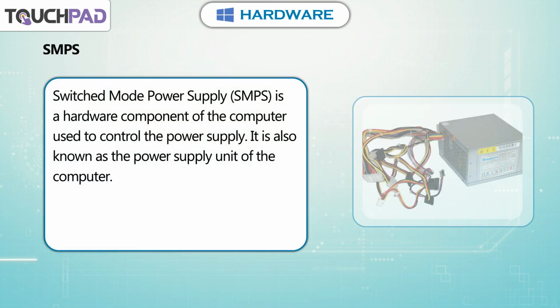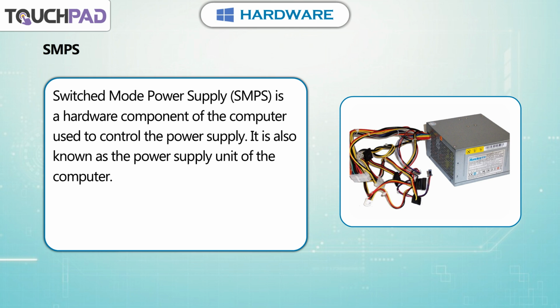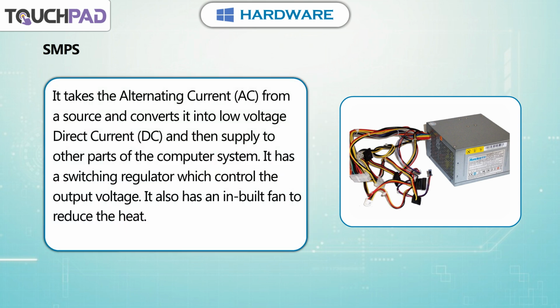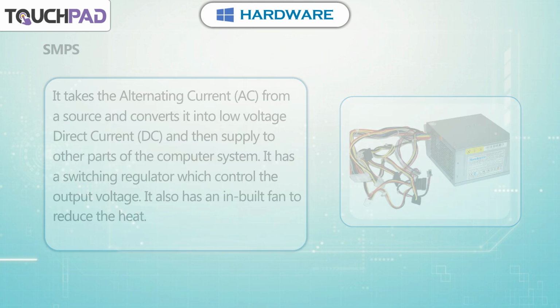SMPS, Switched Mode Power Supply, is a hardware component of the computer used to control the power supply. It is also known as the power supply unit of the computer. It takes the alternating current, AC, from a source and converts it into low voltage direct current, DC, and then supplies it to other parts of the computer system. It has a switching regulator which controls the output voltage. It also has an inbuilt fan to reduce the heat.